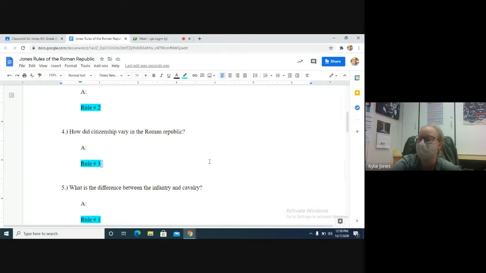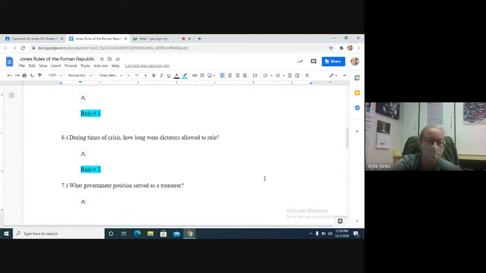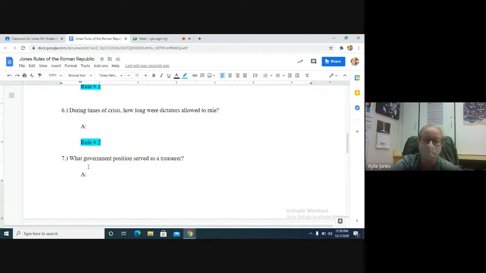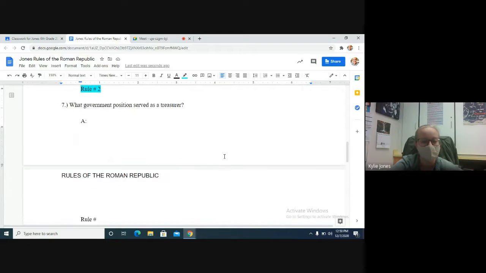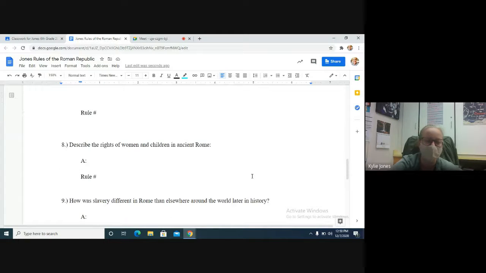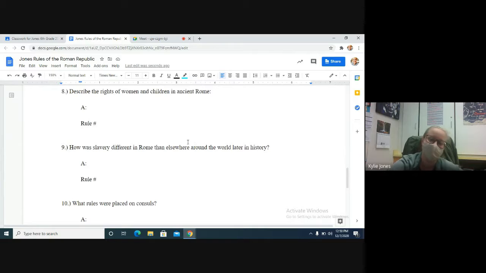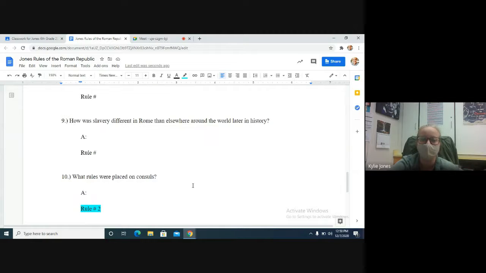Okay, number 5 we already have. 6 we already have. Did we talk about what government position served as a treasurer? No. Nope, not yet. Good. Number 8, did we describe the rights of women and children in ancient Rome? No. Not yet. Number 9, how is slavery different in Rome than elsewhere? Did we talk about it? No. Sort of, not completely. Let's hold off on that one because there might be more later on. I'm not sure. So only 1 for that one.